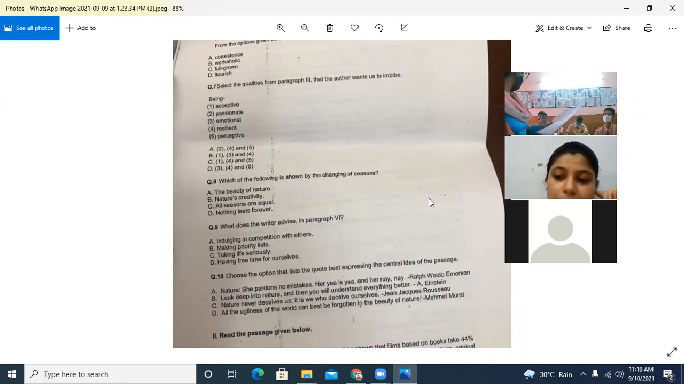No, for emotional, for emotions, he has not given any example. Then resilient. Yes. Then perceptive. Yes, perceptive also. Feel the changes, feel the dangers. So the right option is 1, 4, and 5. Okay, that means the C option is the right answer.